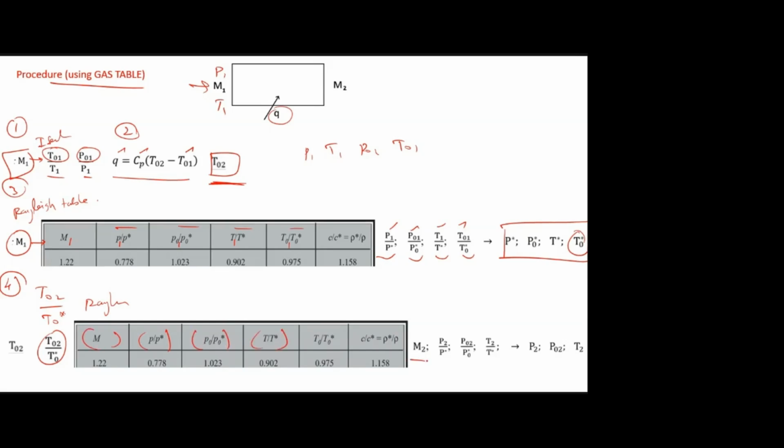That is M2, P2 by P star, T2 by T star, P0 by P0 star. So already we found the star properties. From that we can find P2, T2, P02, etc. and all. That's it.